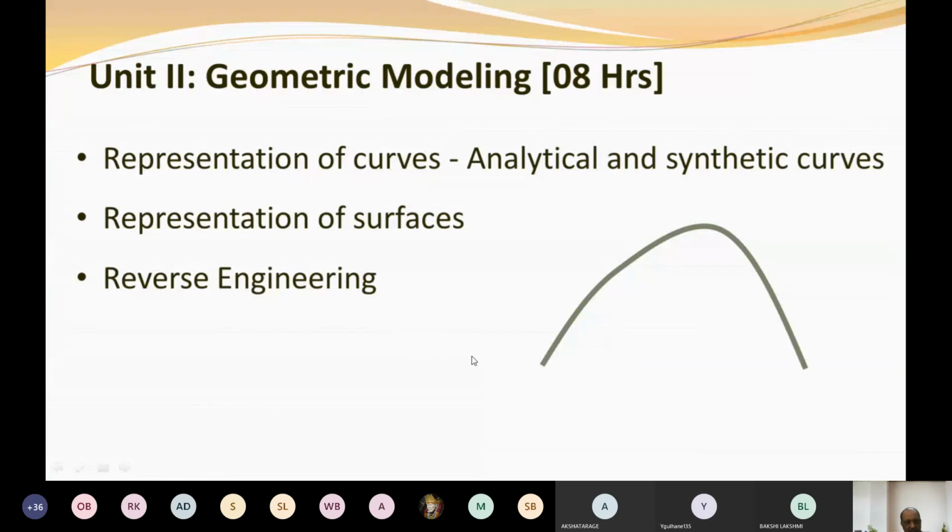Now geometric modeling. What happens is that these softwares have a very large size, and whatever file is generated has a minimum of say 4 MB or 5 MB, or it may even be a greater file depending upon what the contents are.